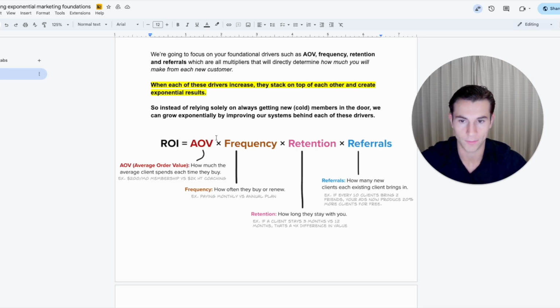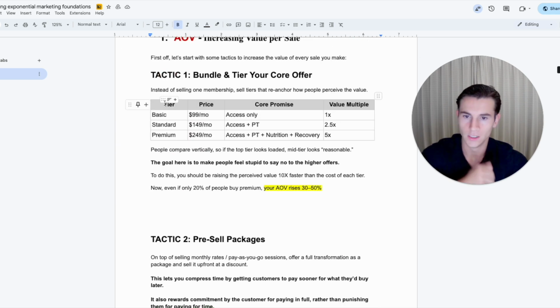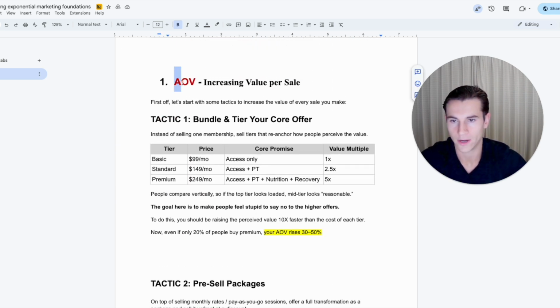Okay, so how much people are spending with you, how often they're spending with you, how long they're spending it with you, and then are you able to extract external revenue, not specifically from those specific clients. Instead of relying solely on always getting new cold people in your door who don't know about you, we can grow exponentially by improving our systems behind each of these drivers. Okay, so let's jump into number one, which is how to increase your average value per sale.